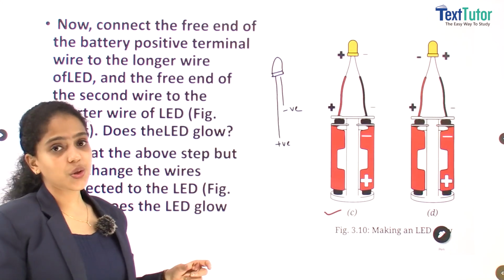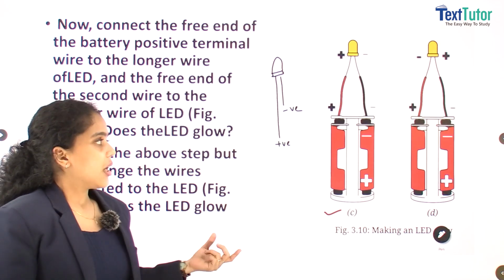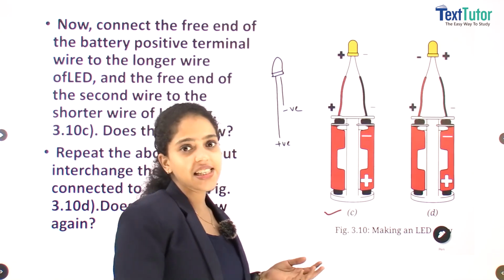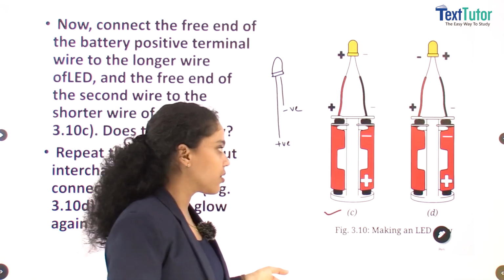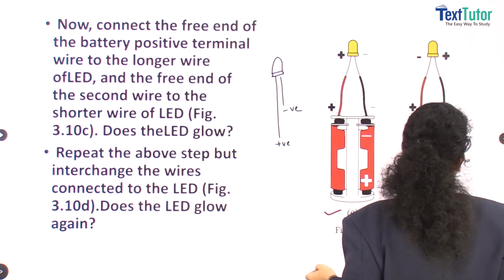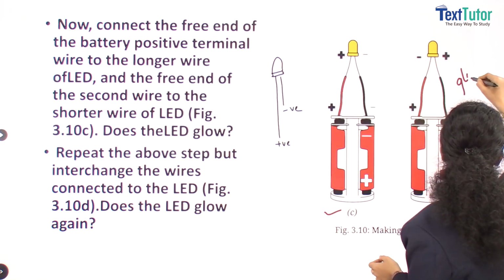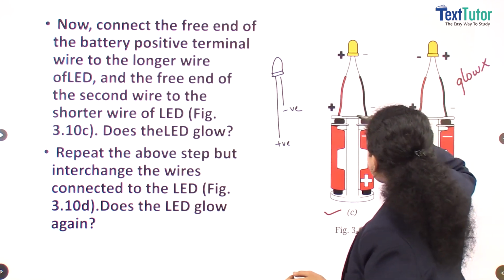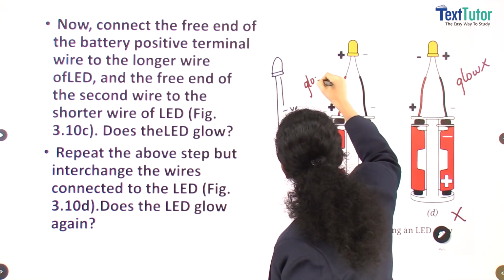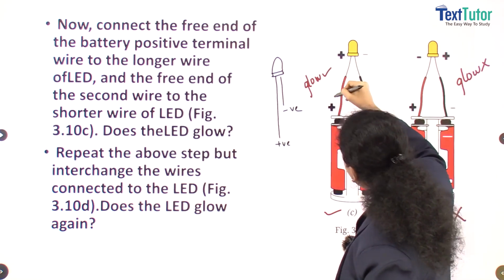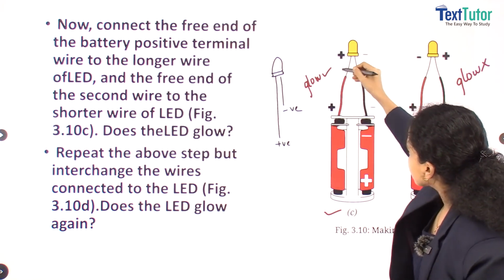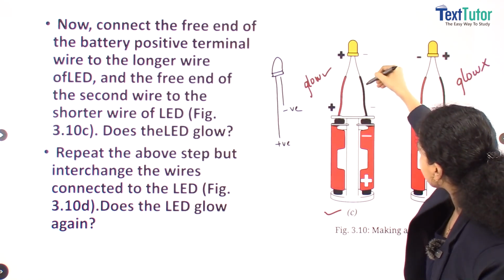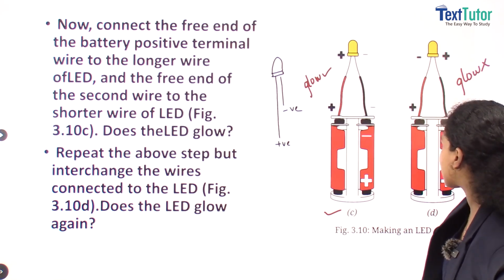They have asked us to interchange the wires. While interchanging these wires, this LED does not glow. That is, positive and positive should be connected together and negative and negative should be connected together.